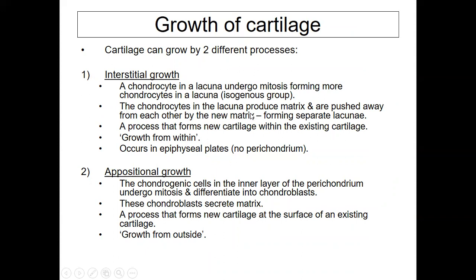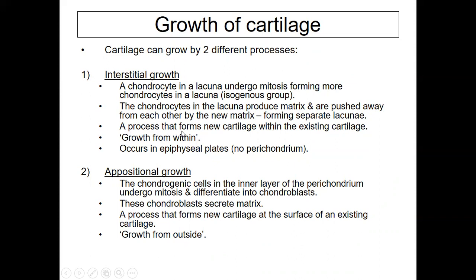The chondrocytes in the lacuna will produce matrix. The individual chondrocytes will produce matrix and push away from each other, so the distance between the chondrocytes becomes greater whenever they produce matrix, due to the presence of the new matrix here. Then it will form separate lacunae. The process that forms new cartilage within the existing cartilage is actually growth from within.